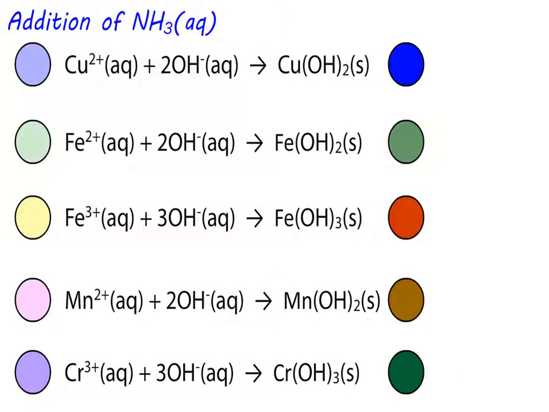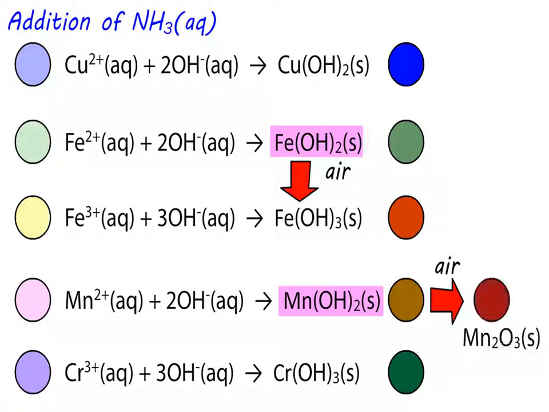Do note that on exposure to air, both the precipitates of iron 2 hydroxide and manganese 2 hydroxide are oxidized to an oxidation state of 3. The iron 2 hydroxide oxidizes to iron 3 hydroxide and, as we have already stated, is brown in colour. The manganese 2 hydroxide oxidizes to manganese 3 oxide, which is darker in colour.